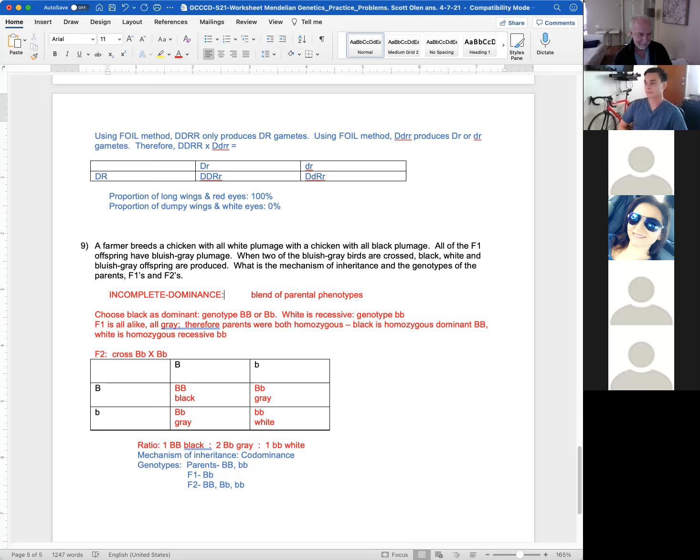If you see both colors coming back in the same organism, you're probably dealing with codominance. But in this case, we don't. We see this blend. Black and white makes a grayish, so bluish gray. This is incomplete dominance. All right. What is the mechanism of inheritance? Is answered. And the genotypes of the parents, the F1s and the F2s. All right. Well, we have to now assign our genotype colors. So we'll use big B for black, and we'll use little b for white.